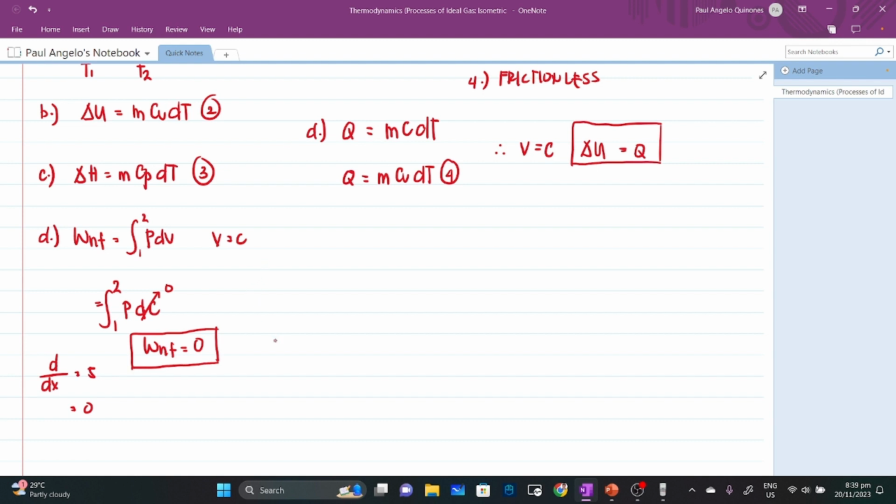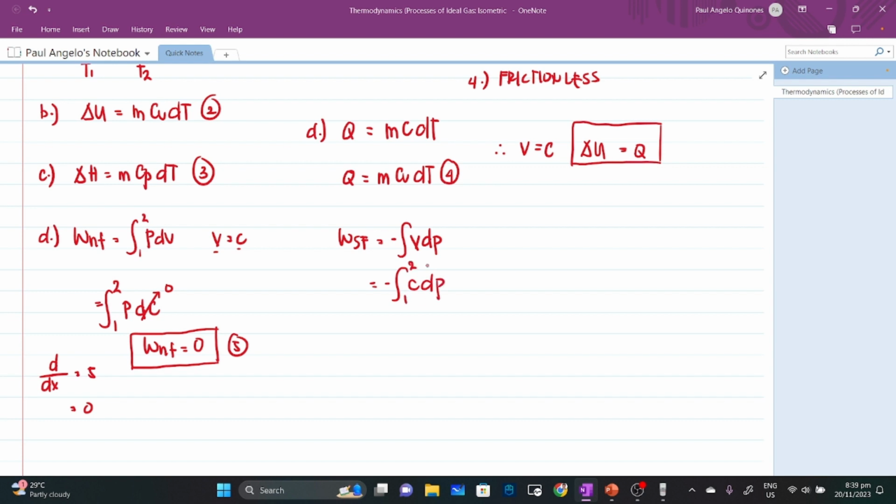Okay? Next, so this is equation number 5. Next, what if we are asked to locate the steady flow work? That is given by negative V dP. The same rule applies as earlier. We know that the volume is constant, so we can replace V here by C dP from 1 to 2.